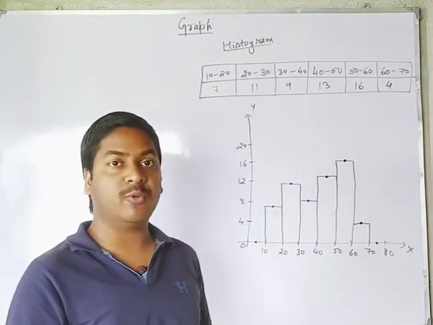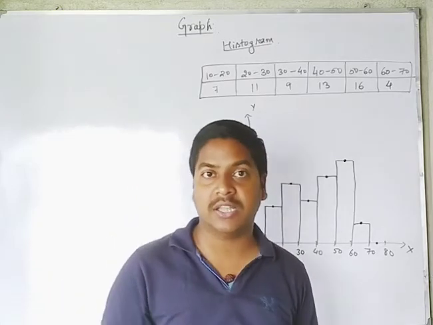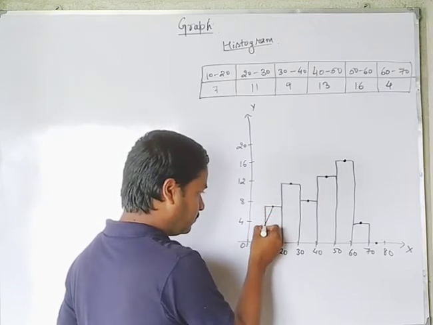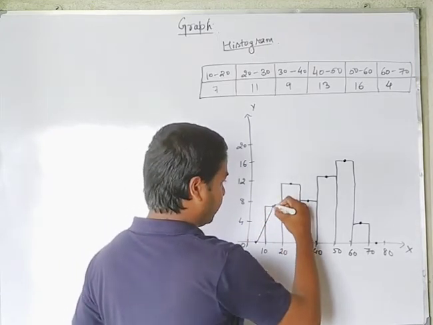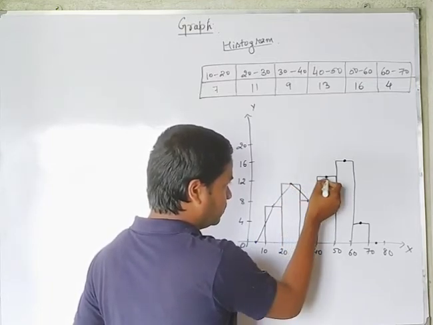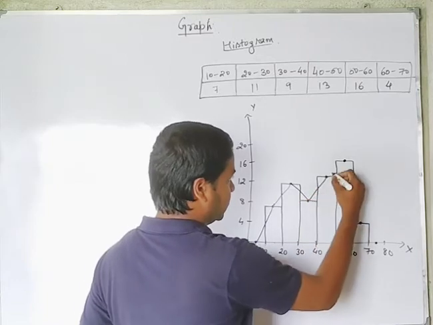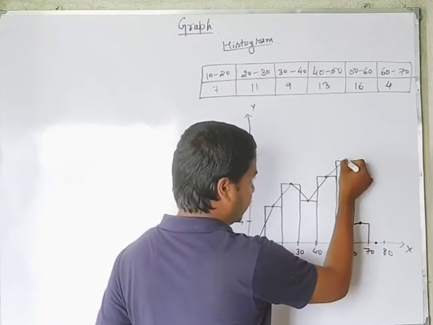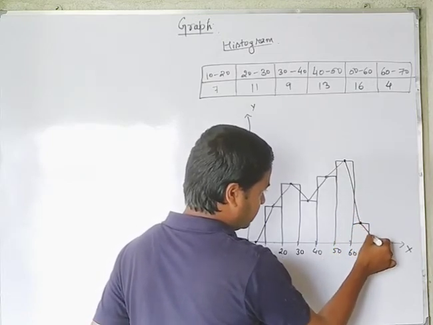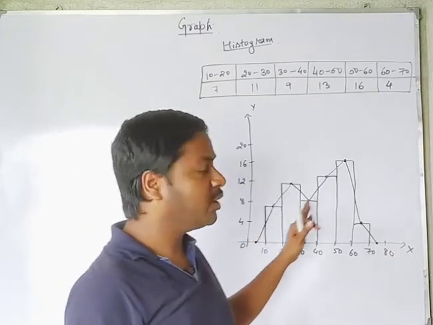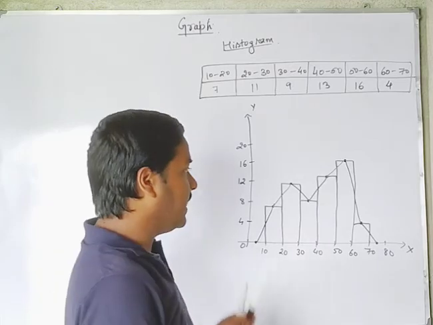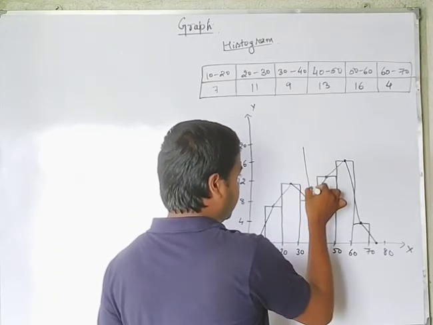Now join all the points, and the line we obtain is the frequency polygon. Just see here. This is the first line, then this side, here, and at last this one. The rectangular bars connected to each other are the histogram, and this line is known as the frequency polygon.